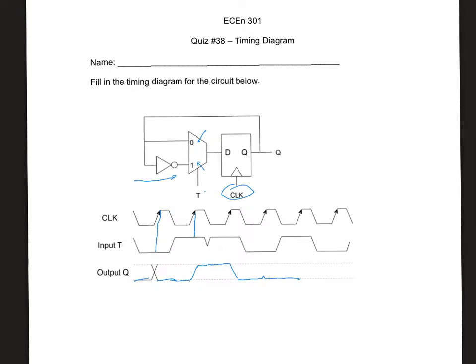At that point, T is 1, so we get not Q. Since Q is 0, it's going to go up to 1 until we get to this clock. Now T is equal to 0, so we're going to just get Q. And since Q is 1, then we'll just continue like that. And there's the timing diagram for the circuit.